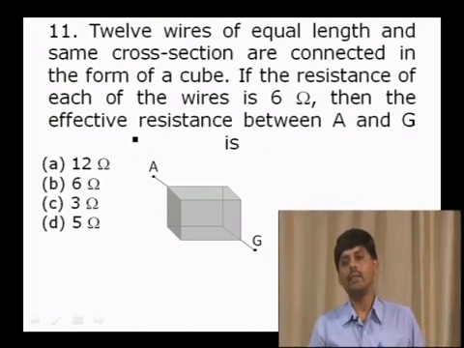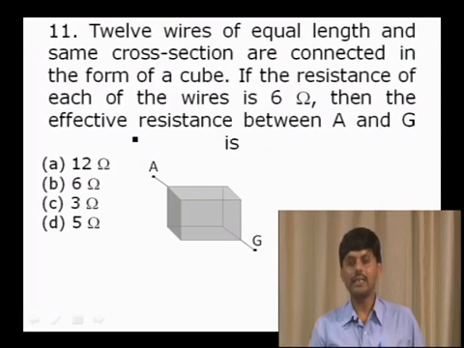I have already discussed this in the synopsis. This is the skeleton of the cube. The 12 wires of equal length and same cross-sectional area are connected in the form of a cube. If the resistance of each wire is 6 ohm, then the effective resistance between A and G is: option A, 12 ohm; option B, 6 ohm; option C, 3 ohm; option D, 5 ohm.